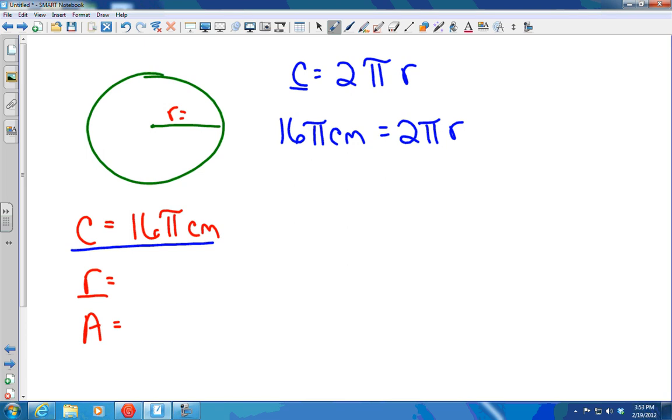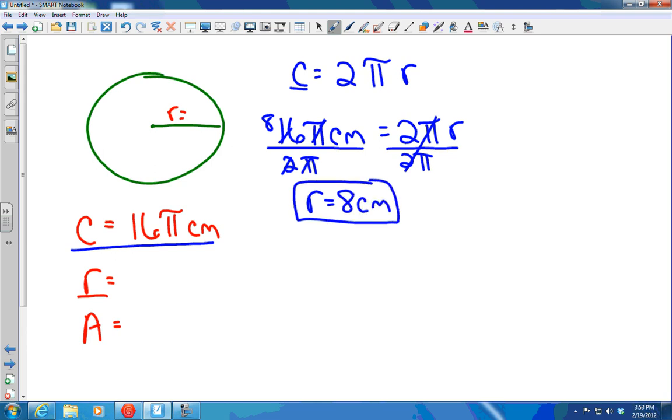All right, let's divide both sides by 2 pi. The pi's will cancel, and this will become 8. So I have radius equals 8 centimeters. That's good. That was easy. Radius is 8 centimeters. And now I want to find area once I know the radius. The area is easy.